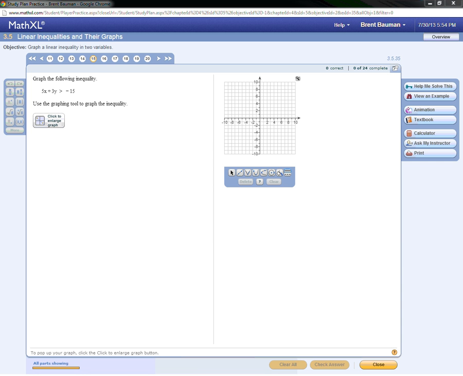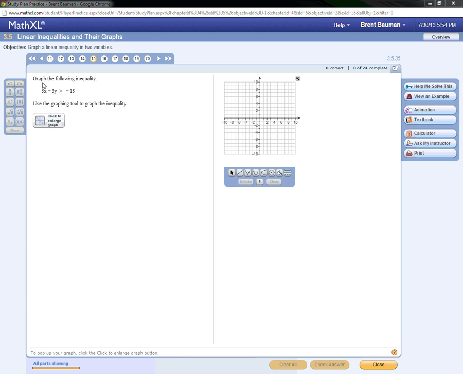Hello class, today we're going to look at graphing linear inequalities. I'm in the study plan, chapter 3, section 5, number 15. So we have an inequality, 5x plus 3y is greater than negative 15, and we want to graph it.